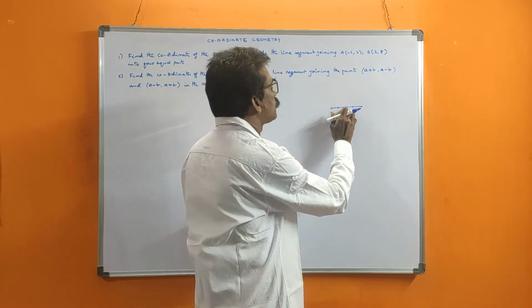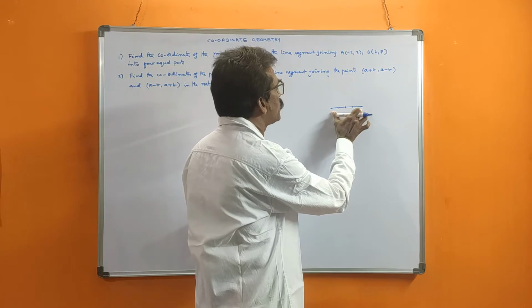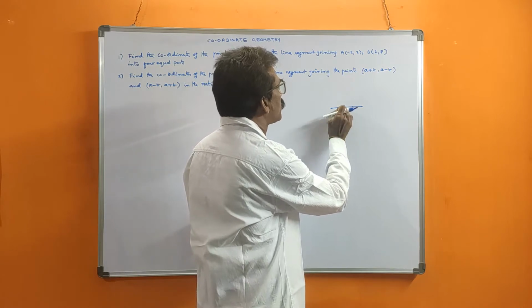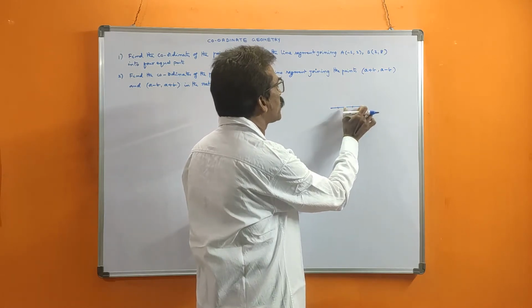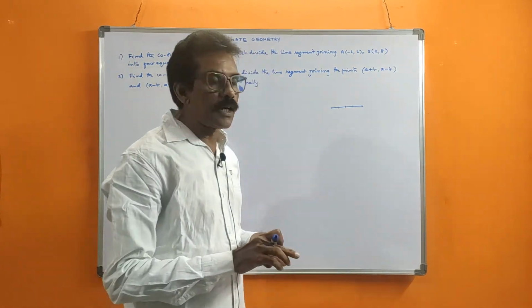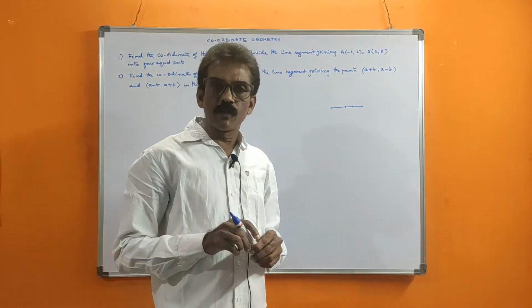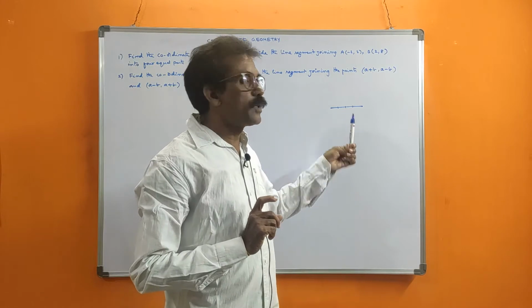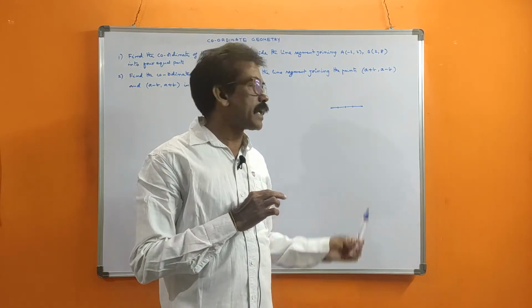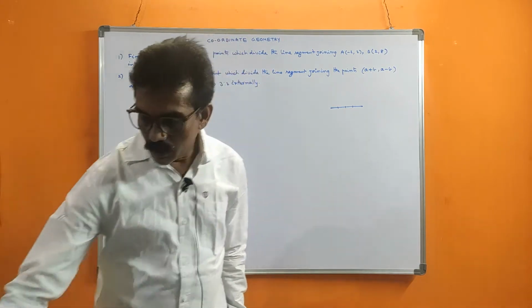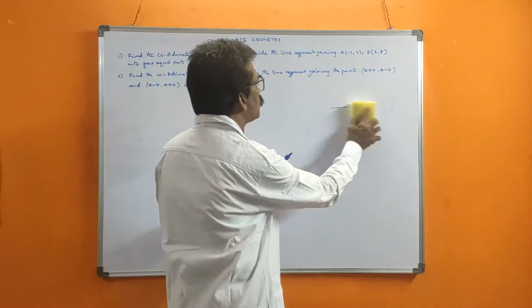Now P2 is the midpoint of AB. P1 is the midpoint of A and P2, and P3 is the midpoint of P2 and B. So on that concept, by using the midpoint formula, we can calculate the coordinates of P1, P2, P3, which divide the line joining into 4 equal parts. Now we will do it practically.